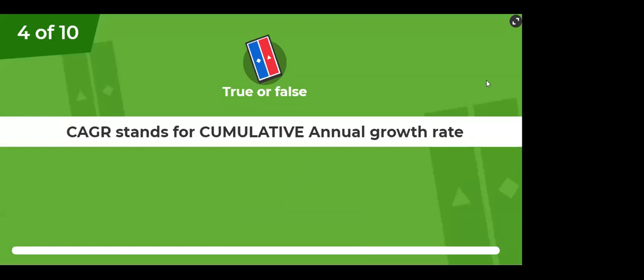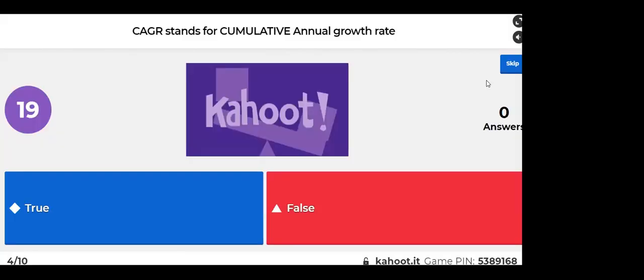Okay, CAGR stands for cumulative annual growth rate. True or false?